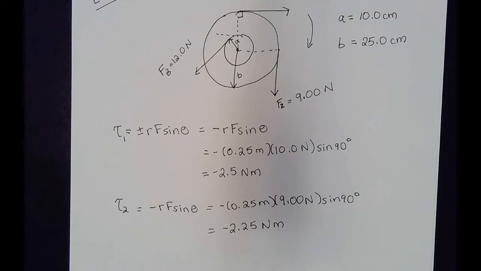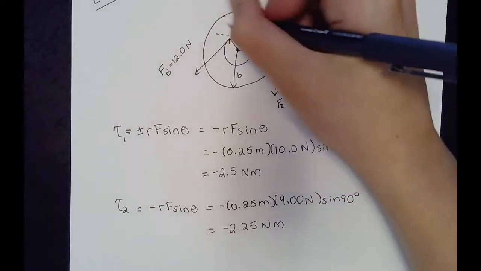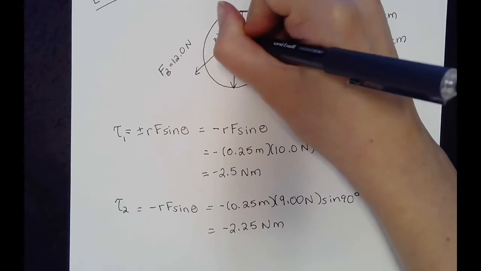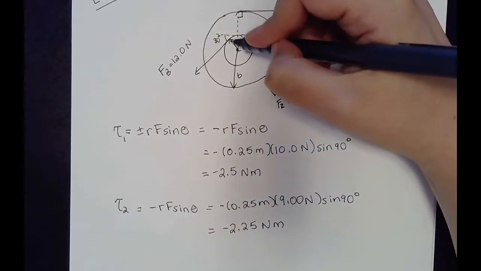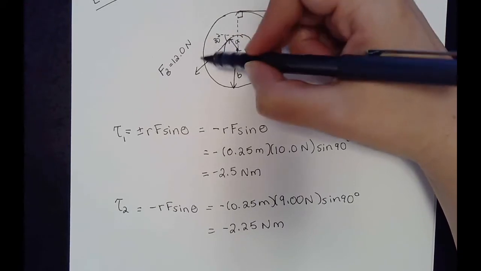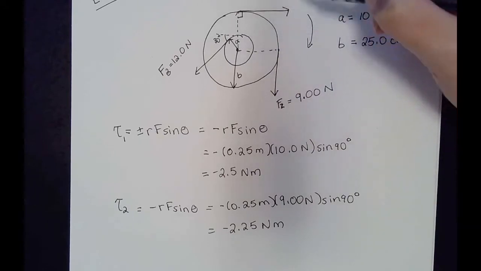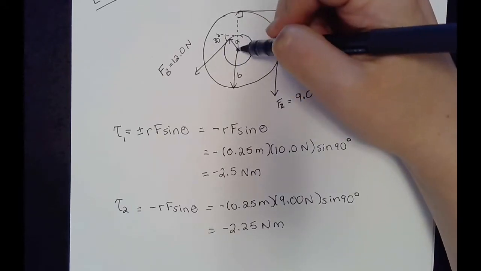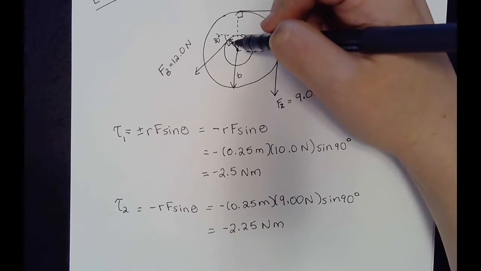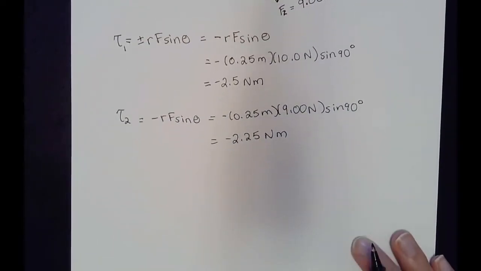Now before I go on to F3, even though we're given the angle here in the diagram, which is 30 degrees, the angle we're interested in is the angle between R, this position vector here, and the force. And since this force is tangent to the circle, just like F1 and F2, it's still at 90 degrees to this position vector from the axis. So we'll still have sine 90 for that force.